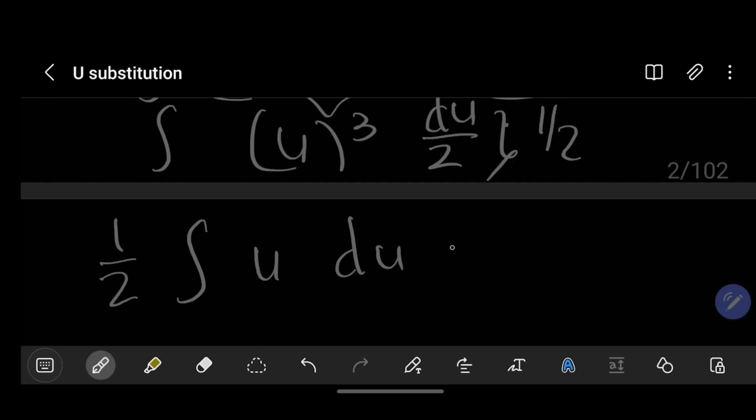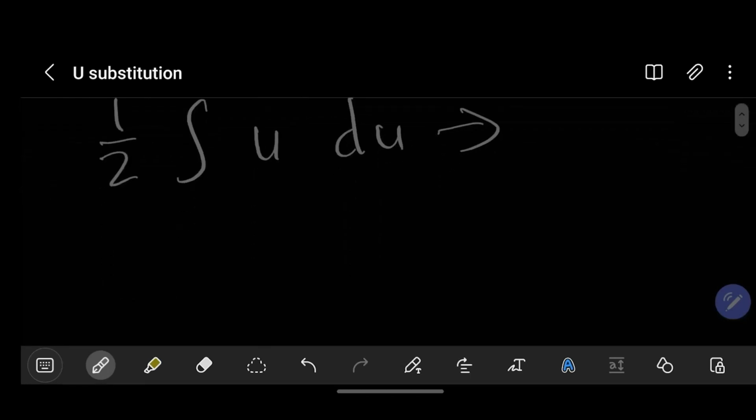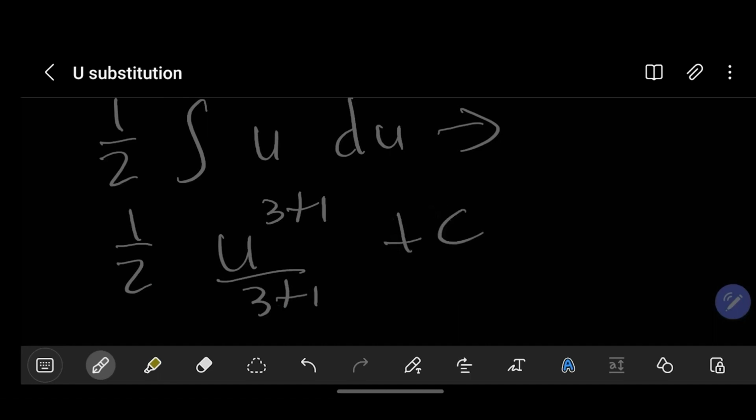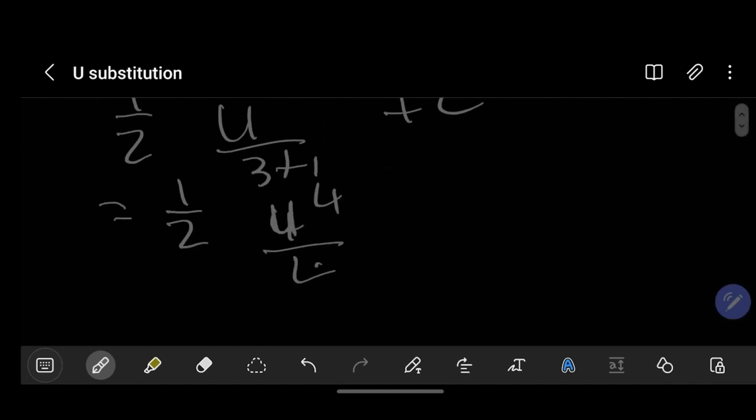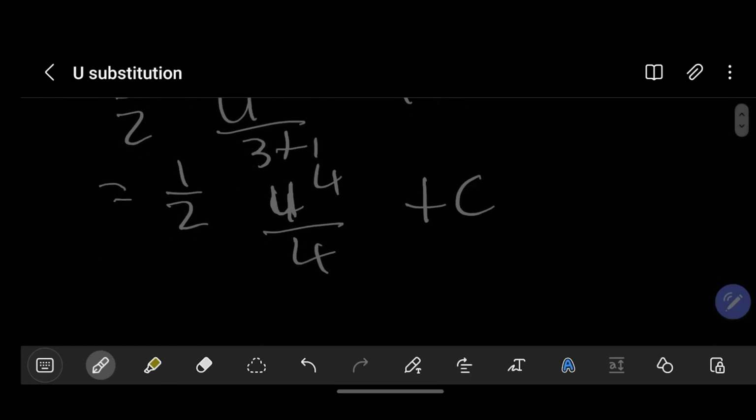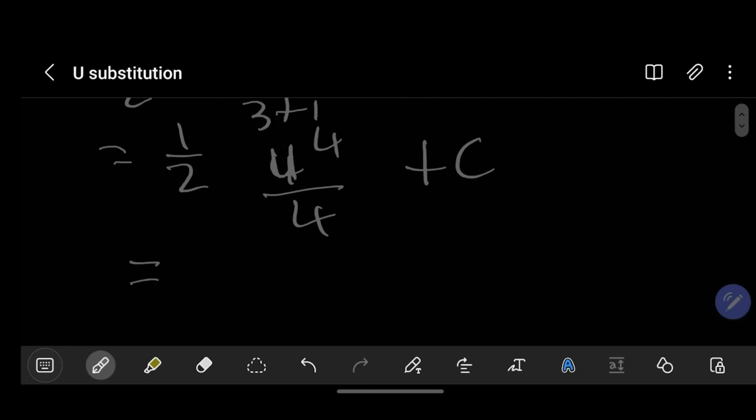And if you can see here, this is now in a familiar format, and we can now use the power rule. So we'll now have 1 over 2 times u to the 3 plus 1 over 3 plus 1 plus c. That is now equal to 1 over 2 times u to the 4 all over 4 plus c. And we can simplify this to say that this is now equal to 1 over 8 u to the 4 plus c.